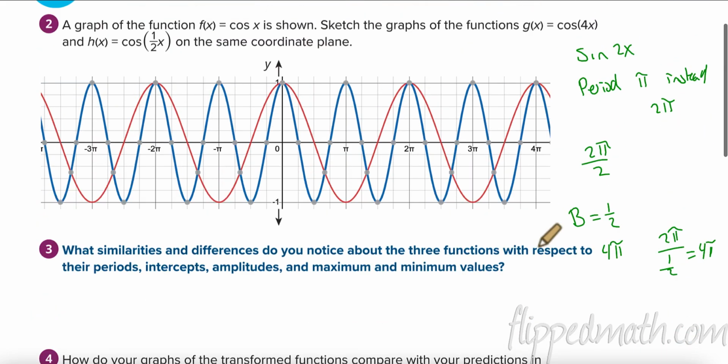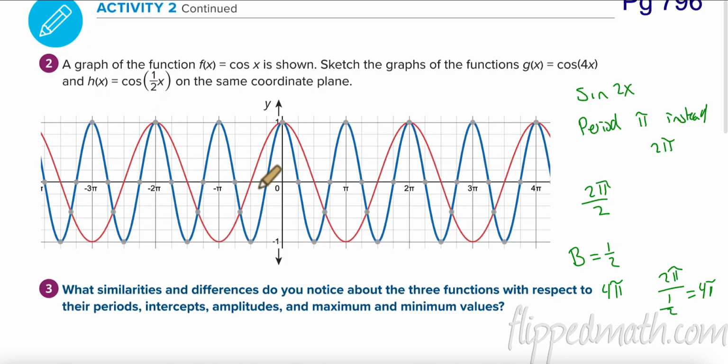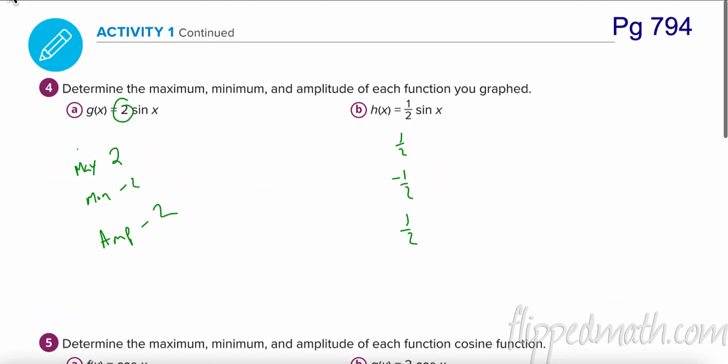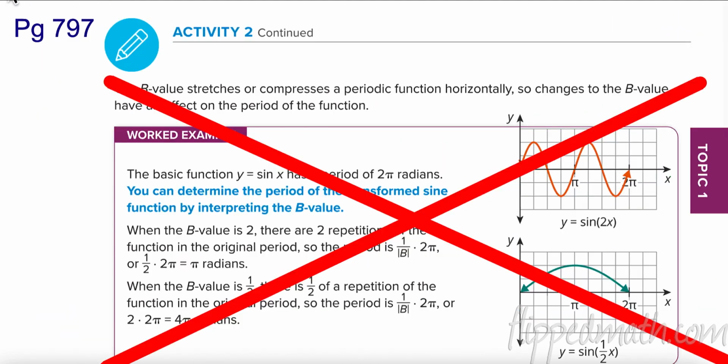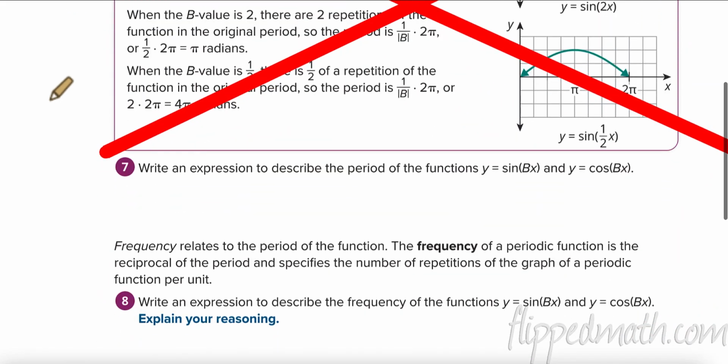So we actually have a formula now we can develop, and if we go over to the next page here, page 797, write an expression to describe the period. Well, the period is going to be as follows. The period is going to equal 2 pi, because that's our basic one, divided by b. Whatever our b is, that is going to be our period. All right? That's awesome. I love that so much.